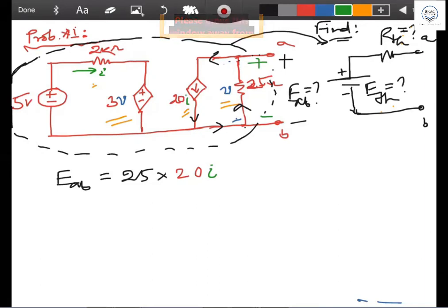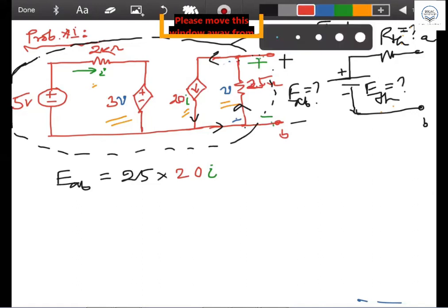If the 20I current arrow mark is in the upward direction, then you could say 25 into 20I. But the current flows in the opposite direction, the downward direction, while your voltage polarity VAB is positive here and negative here. So it will be minus minus 20I, 20I. So this is the concept. You should understand the current flow. Do you understand my point?